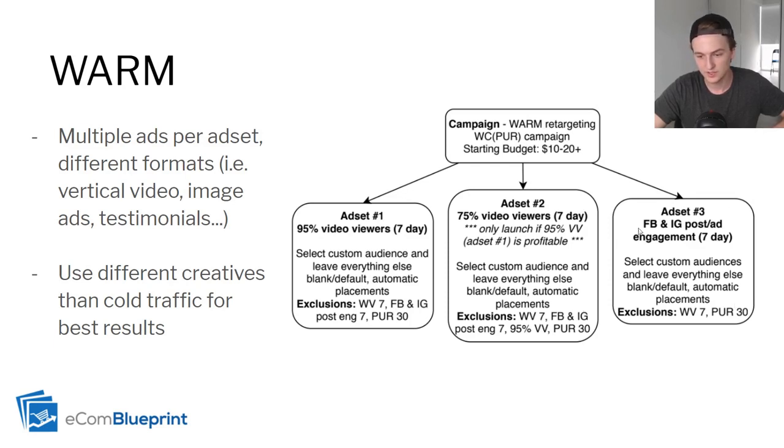And then, for this one, you just want to select both custom audiences. There's a custom audience for Facebook engagement. There's one for Instagram engagement. You want to select both of those here. Leave everything else blank or default, and then automatic placements.